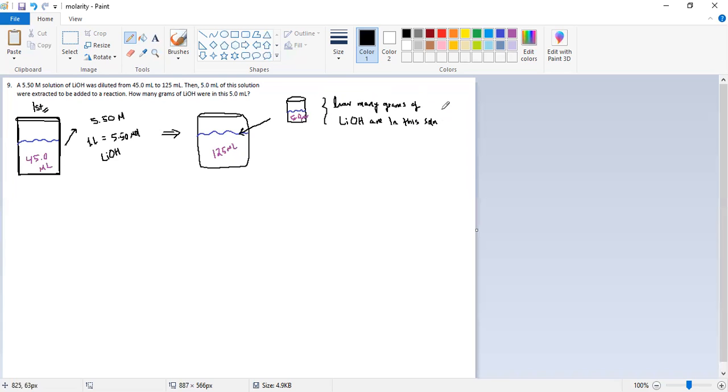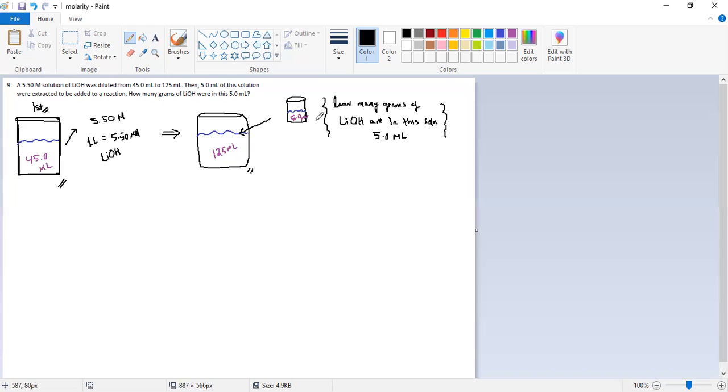solution, right? Which solution are we referring to? We're referring to the one that is 5.0 milliliters. So the question isn't really asking you how many grams of LiOH are in 45 milliliters. It's not even asking you how many grams of LiOH are in 125 milliliters. It's really asking you how many grams of LiOH are there in 5.0 milliliters. So it's really this three-step process.